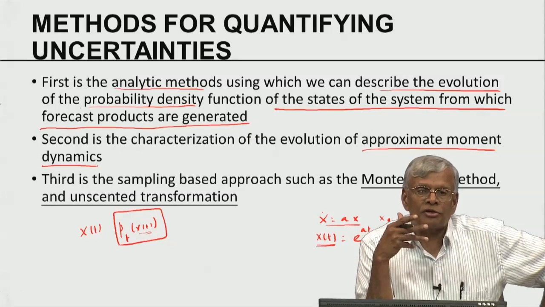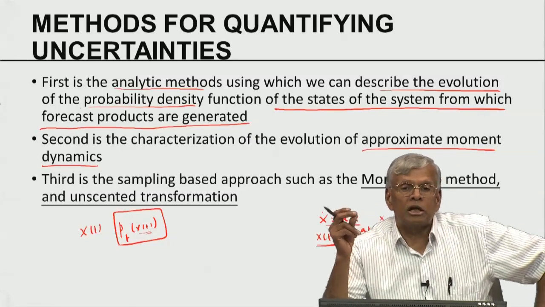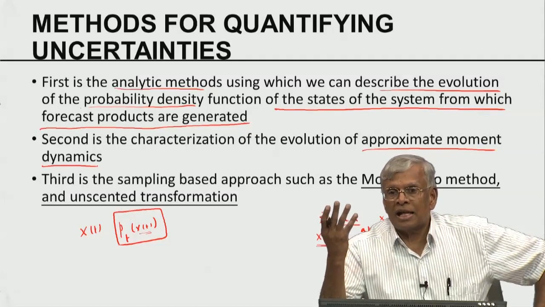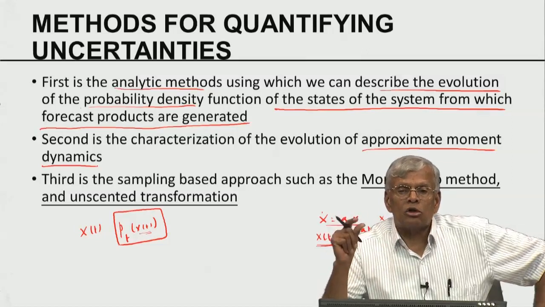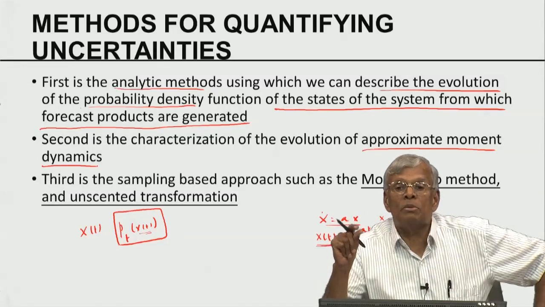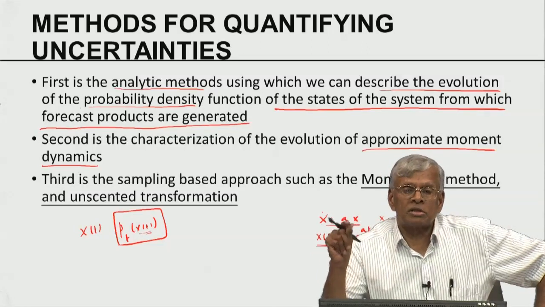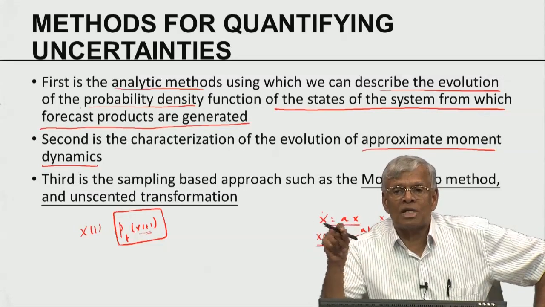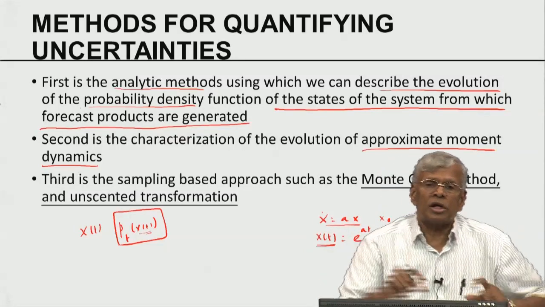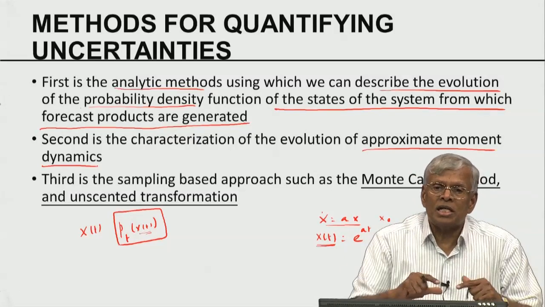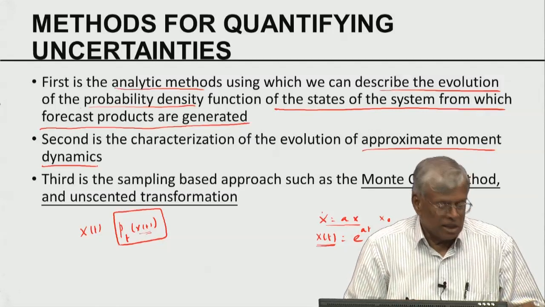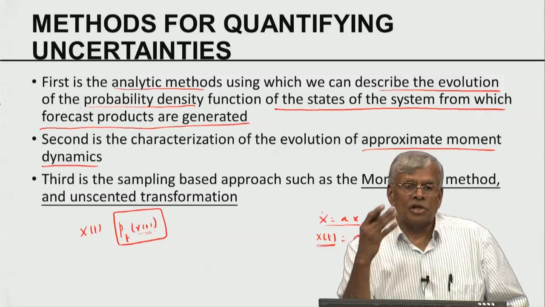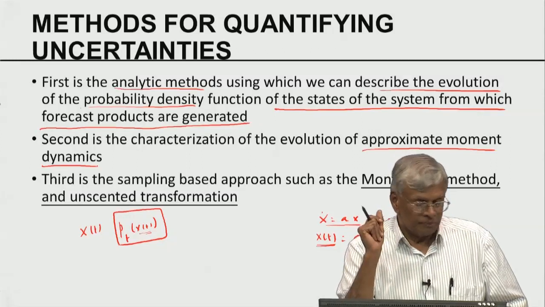How many such initial conditions you should be able to run in order to be able to get meaningful estimates of the variance and covariance, that comes from large sample statistical analysis. So statistics provides you, in order to be able to estimate the mean with certain degree of accuracy, how many samples you must have. In order to be able to estimate the variance with certain degree of accuracy, how many samples you must have. So we can fall back on the large sample statistical theory in trying to estimate how many ensemble members do I need to be able to make decent estimates of the mean and covariance, based on which we can generate forecast products for public consumption.